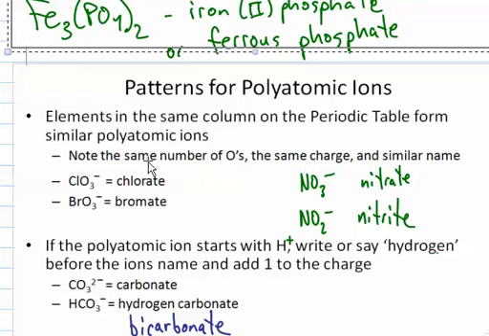Another trend that we might notice is that similar oxyanions form within a given group. So chlorine and bromine are both halogens. They tend to have similar chemistry based on their similar electronic structure, and they both form an oxide with 3 oxygens and a 1- charge. And we name them the same, chlorate and bromate. So they both get the ATE ending. They both have the same number of oxygens and the same charge. And this is a trend that's fairly common.